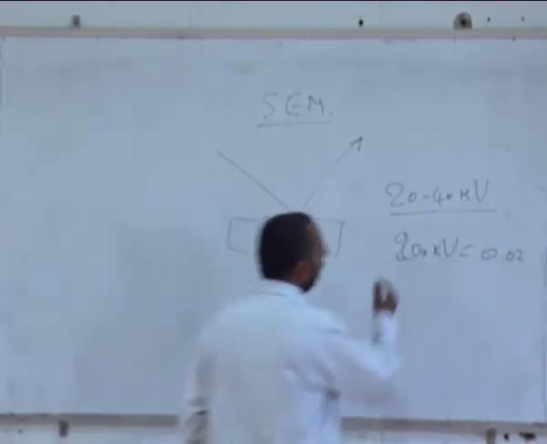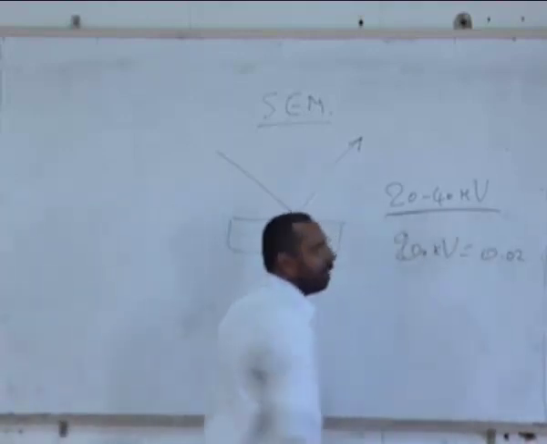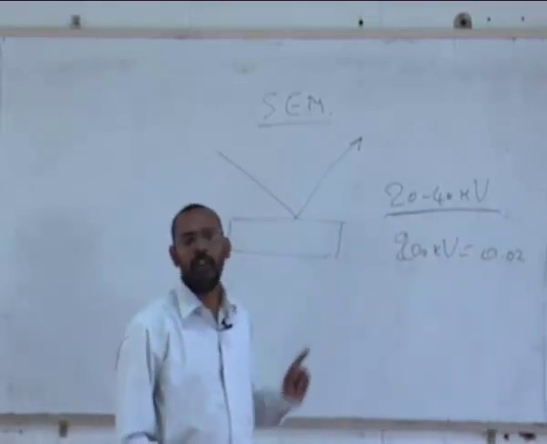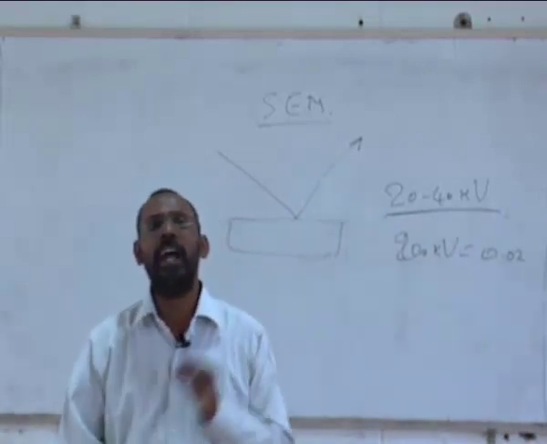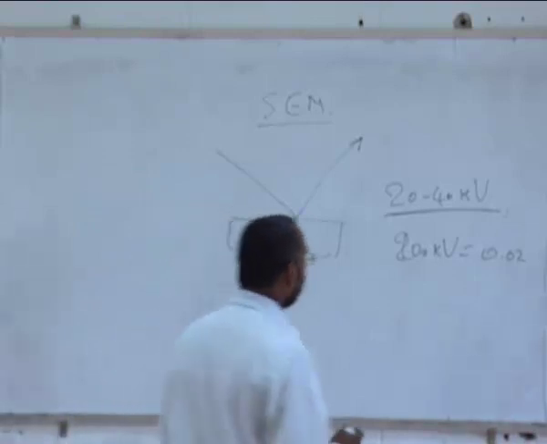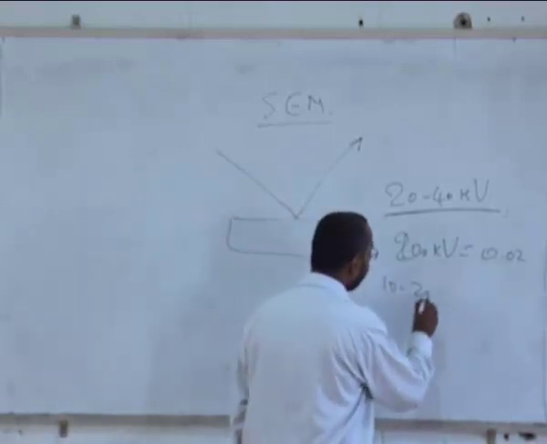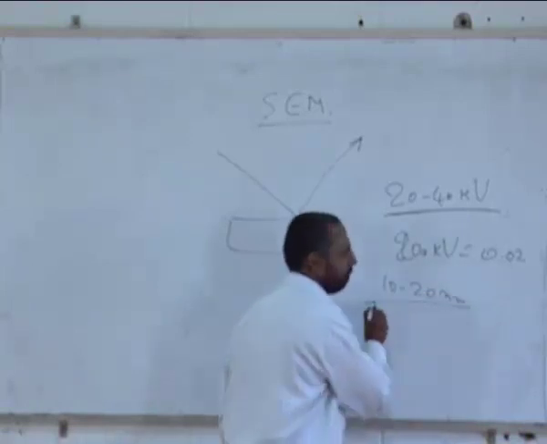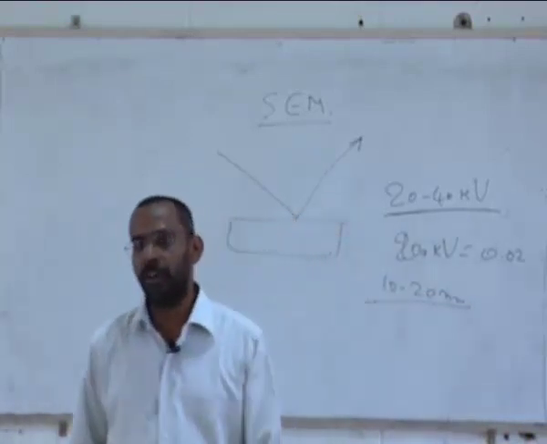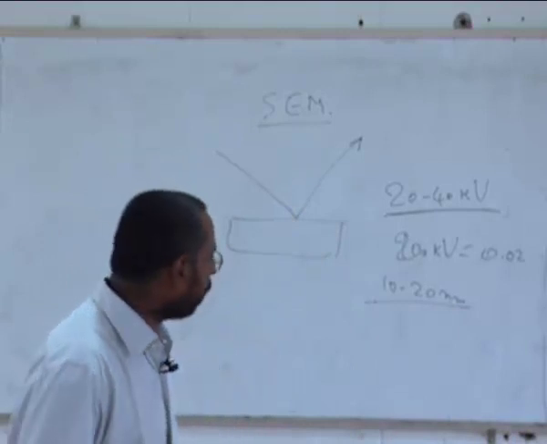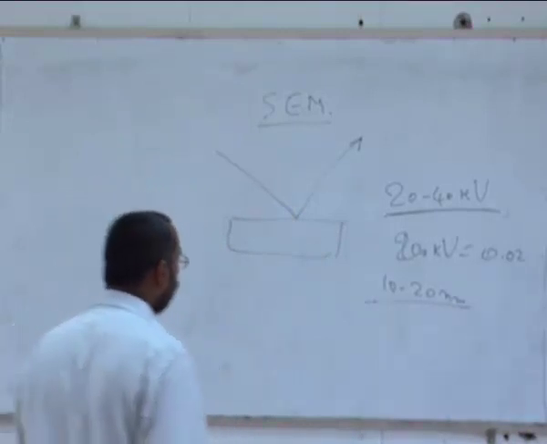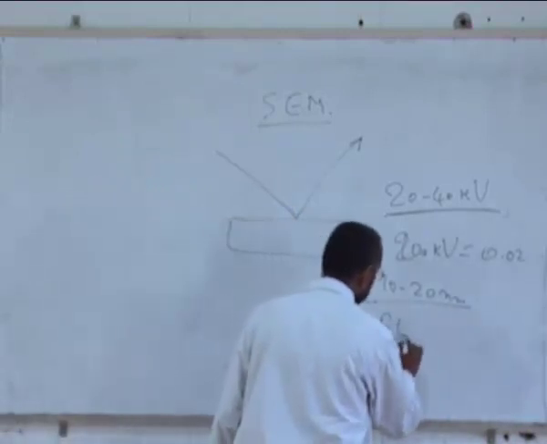So there are certain disadvantages of SEM. One disadvantage is that it cannot give you very high resolution. The most common resolution that you can get is on the order of 10 to 20 nanometers. And some of the best SEMs that are used now are called FEG SEMs.